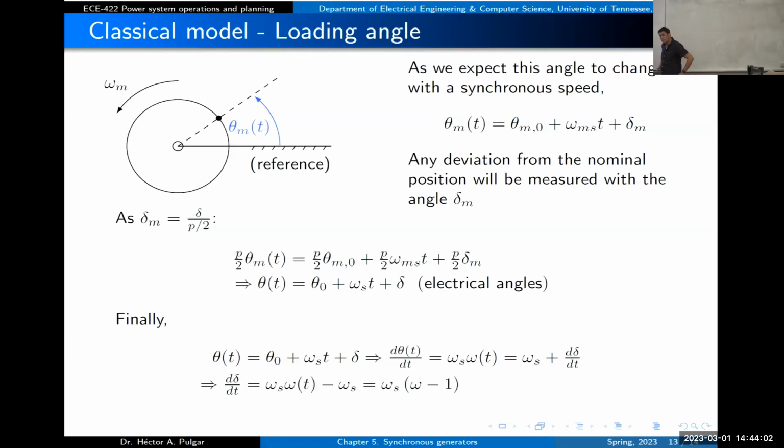Is the loading angle just another name for the rotor angle? Is that the same thing? Yeah, another name we have for that is the rotor angle.